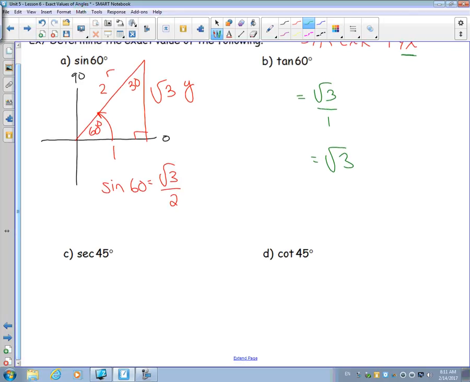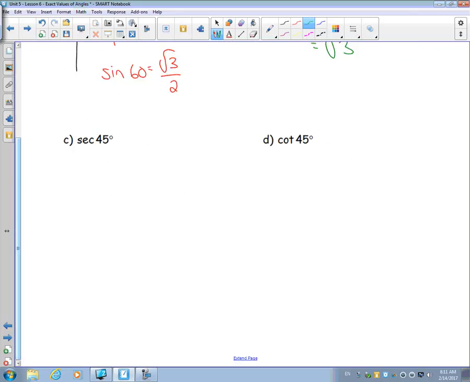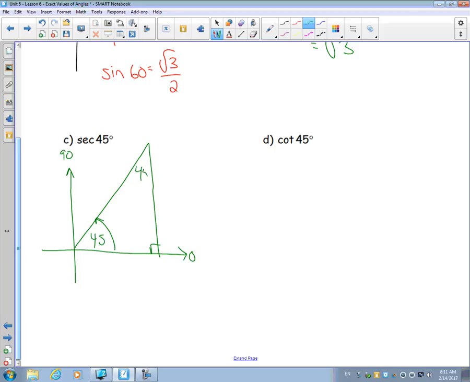Secant 45. So I'm going to need a new diagram this time. All right, so 0, 90, 45 would be right in the middle. And it's rotational, so I have to go this way around. Notice I'm always making triangles. Okay, if they're both 45s, that means it has to be a 1, 1, and a root 2.